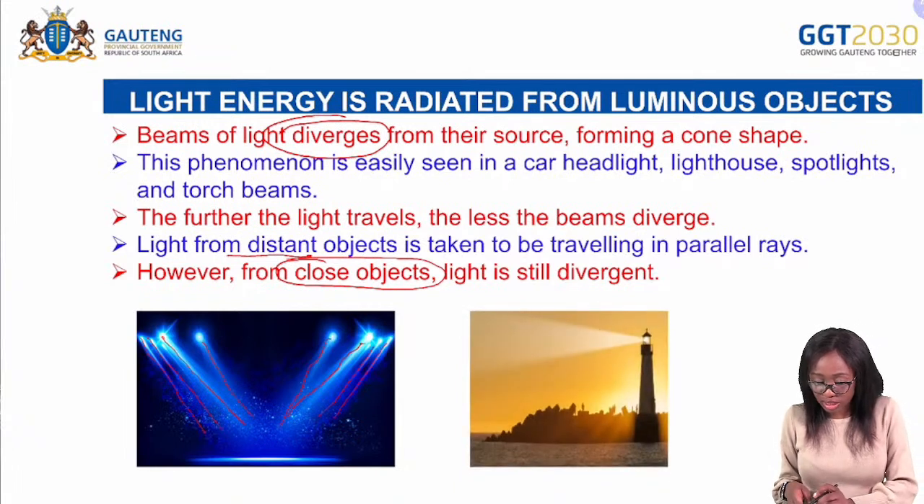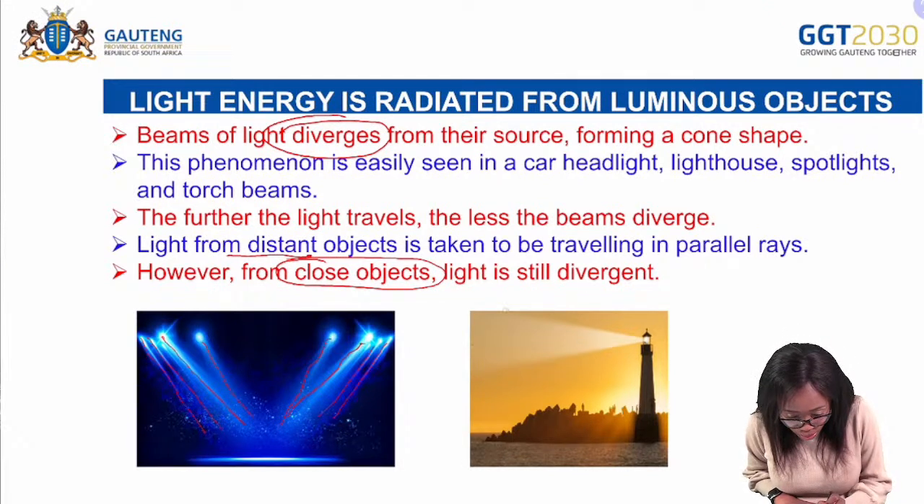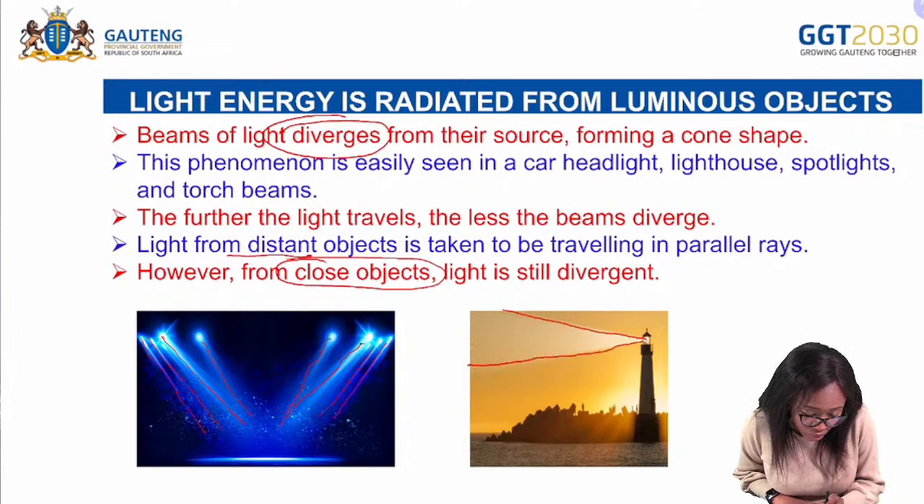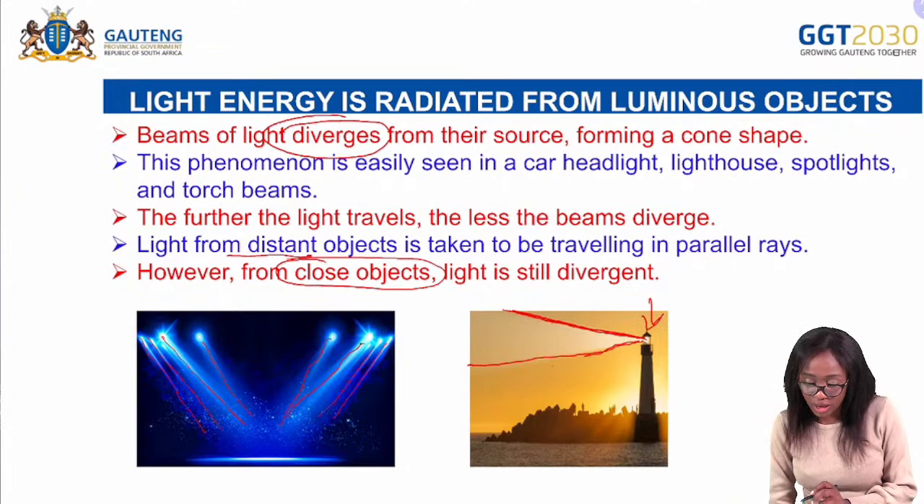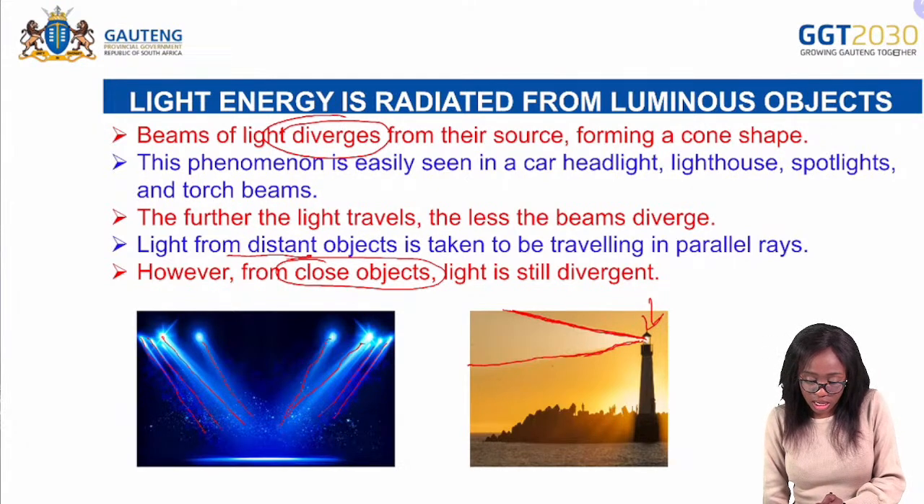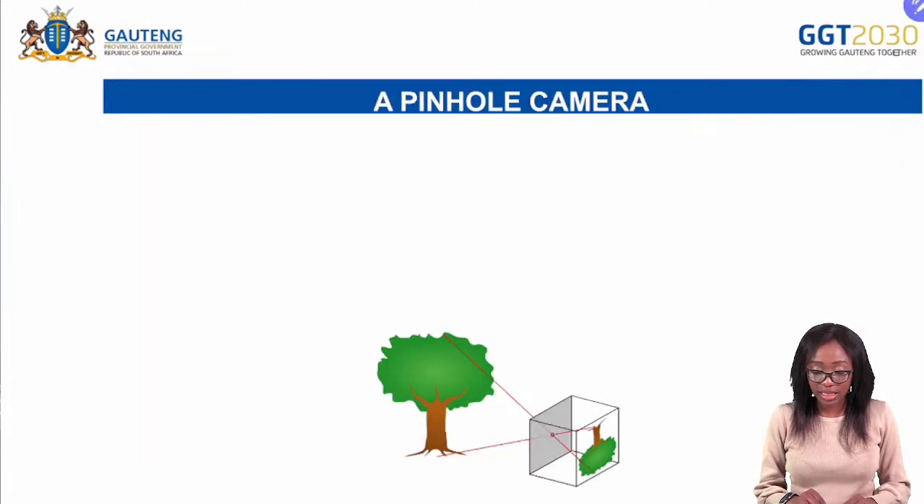If you look at this lighthouse, remember the cone shape that we spoke about? Let me try and, there we go. There's our cone shape. So our light source is here, the light at the top of the lighthouse. So when beams of light diverge from their source, where's the source? That is the source. When they're diverging from the source, they form a cone shape. So there is the cone shape that is formed by this lighthouse.